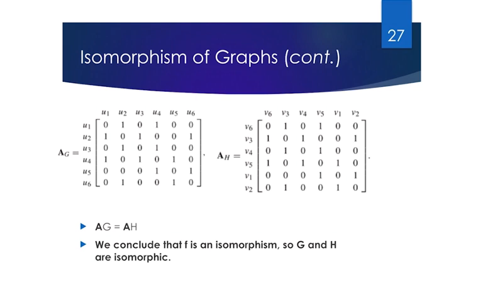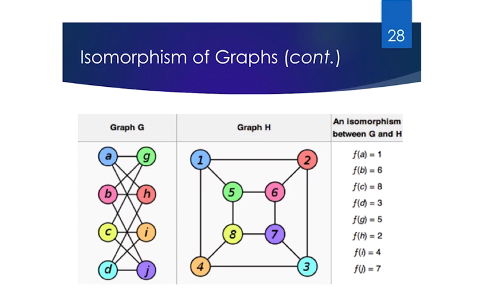Now you need to note that if f turned out not to be an isomorphism, we would not have established that G and H are not isomorphic, because another correspondence of the vertices in G and H may be an isomorphism. It is often difficult to determine whether two simple graphs are isomorphic.